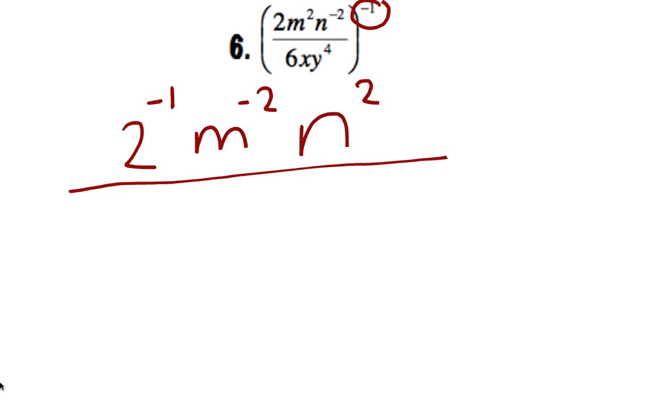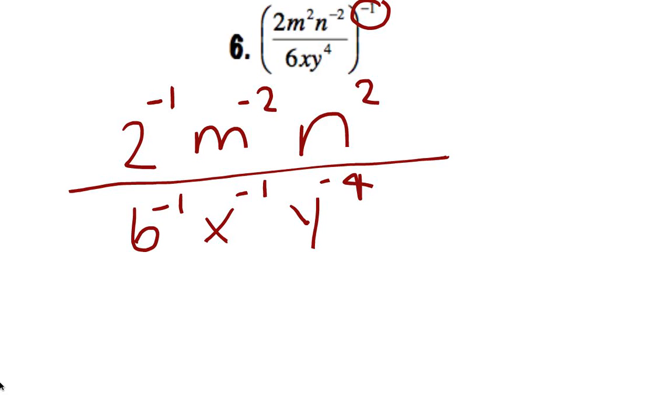Okay, now I'm going to go to my denominator. 6 to the power of negative 1 is 6 to the power of negative 1. X to the power of negative 1 looks like this. And y to the 4th to the negative 1. Remember, when I'm doing a power of a power, I multiply my exponents.